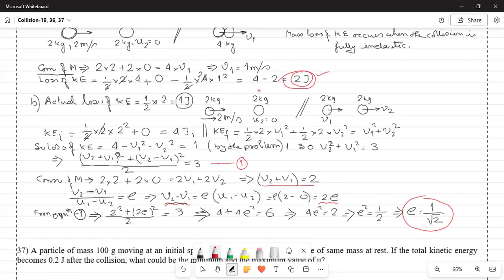So this was problem number 36. We shall now take up the next problem in our next class.